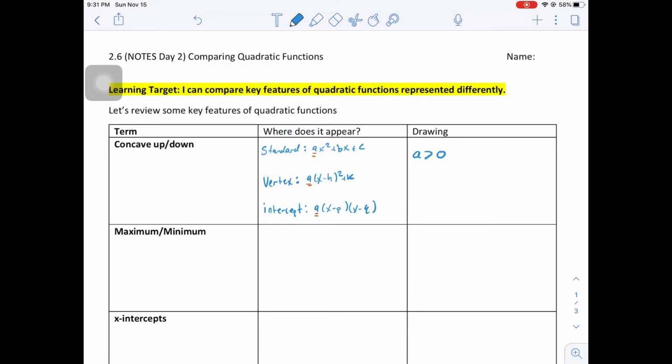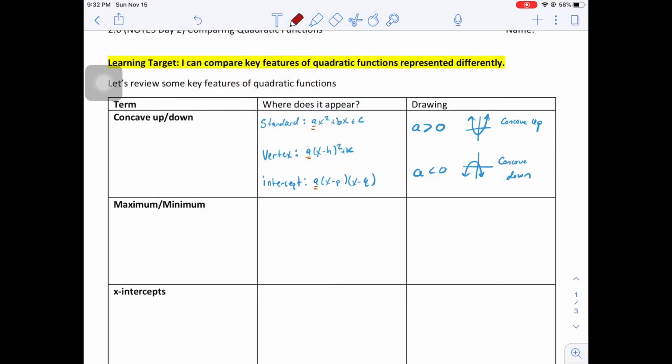If a is greater than 0, which means a is a positive number, then we would be concave up. So it would look like this. Right? This is called concave up. Versus when a is less than 0, it would look something like this. And this is called concave down.